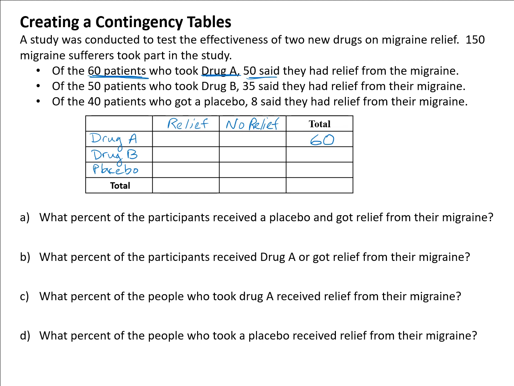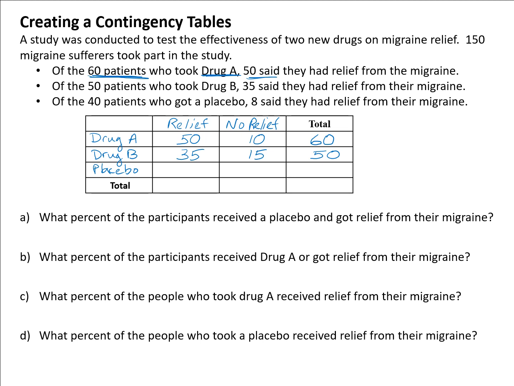50 said they had relief from the migraine. So we'd put 50 under the region of drug A related to relief from the migraine. And if we know that 50 had relief and there were 60 total, that means with subtraction I find that 10 people had no relief. We could do something similar for drug B. 50 patients took drug B. That's the subtotal related to drug B. 35 had relief, so I put the 35 under the relief column. And 50 minus 35 is 15 people had no relief.